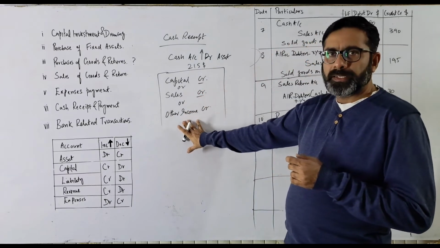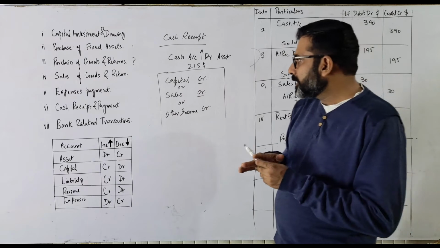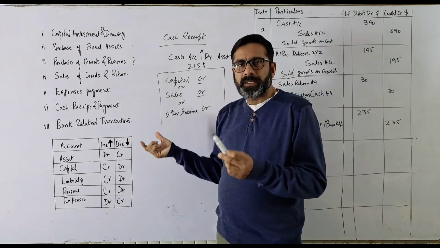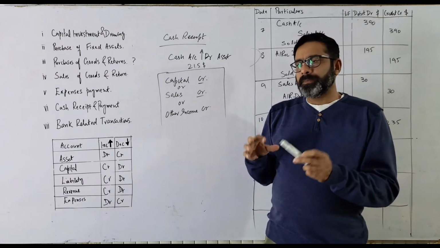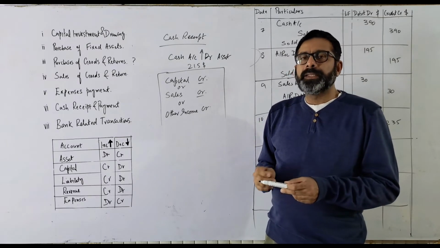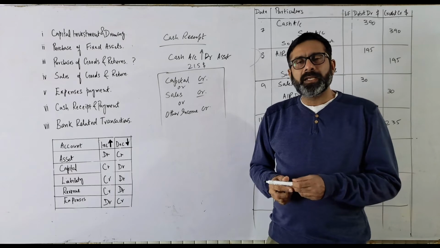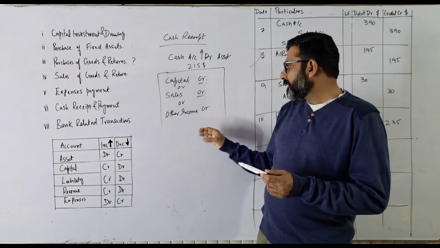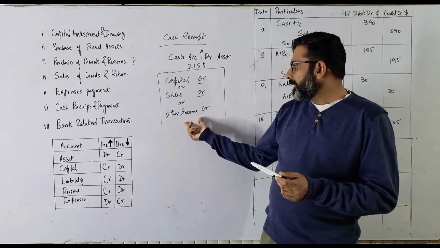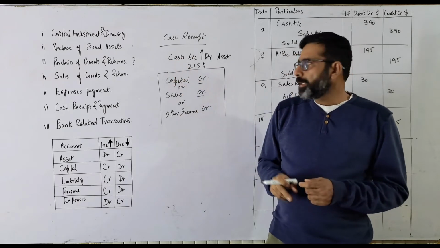One main source is the sales. But other than the sales, there are other sources, like rental income, interest income, and sometimes scrap sales. So whatever they are receiving will be credit, and the cash account will be debit.